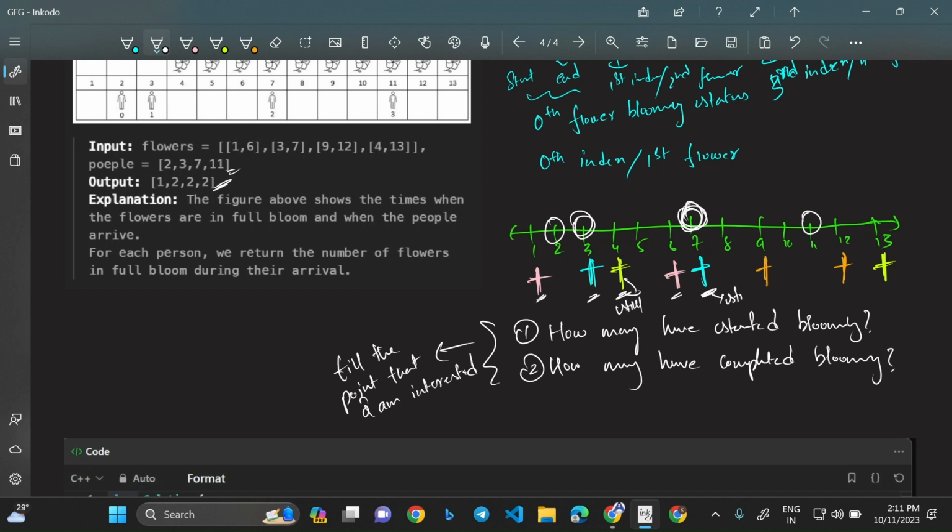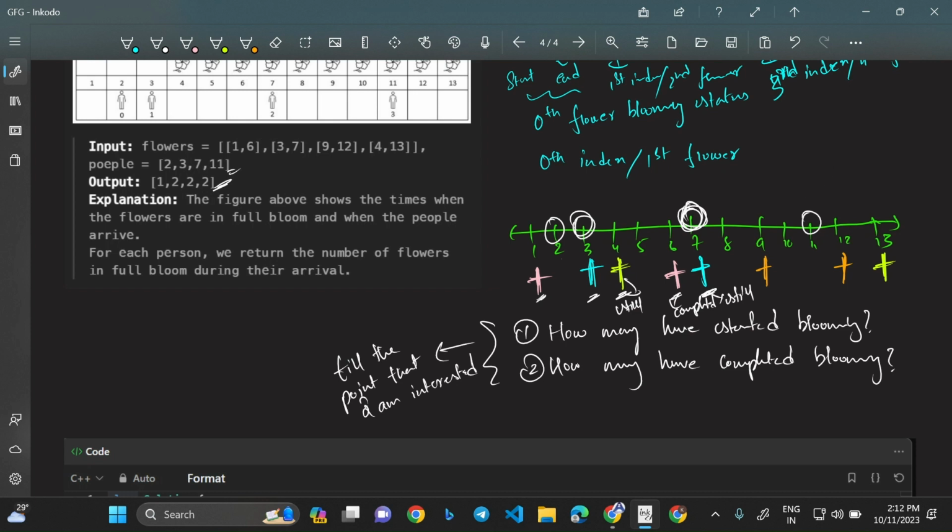Blue is still blooming. But pink is completed, right? So I'll be subtracting these things. Out of 3 flowers, I'll be subtracting 1, so I get 2. This indicates completed, and this indicates started. So 3 flowers have already started blooming by t equal to 7, and 1 has already completed blooming. Only 2 are still undergoing the process of blooming. So the answer is 2 for t equal to 7. That's how we are analyzing things. I hope you understood.